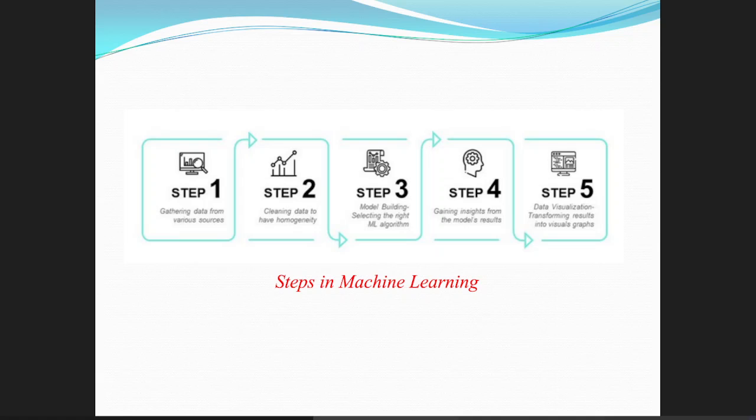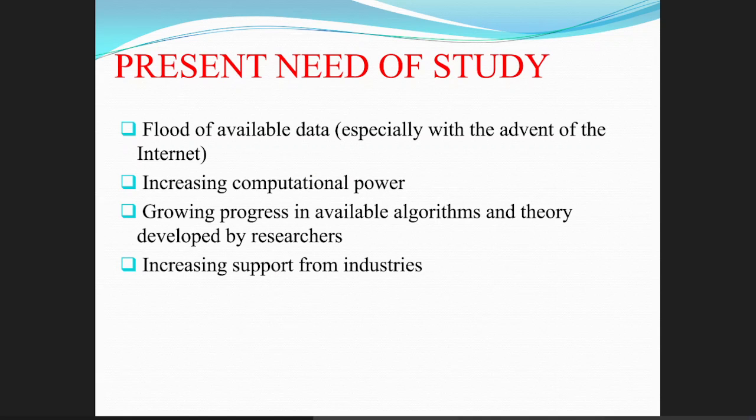So we have to decide which algorithm we will be using. Then we train the algorithm with the data, and once the algorithm has been trained, we can get the output for any input. So these are the steps that are involved in machine learning.